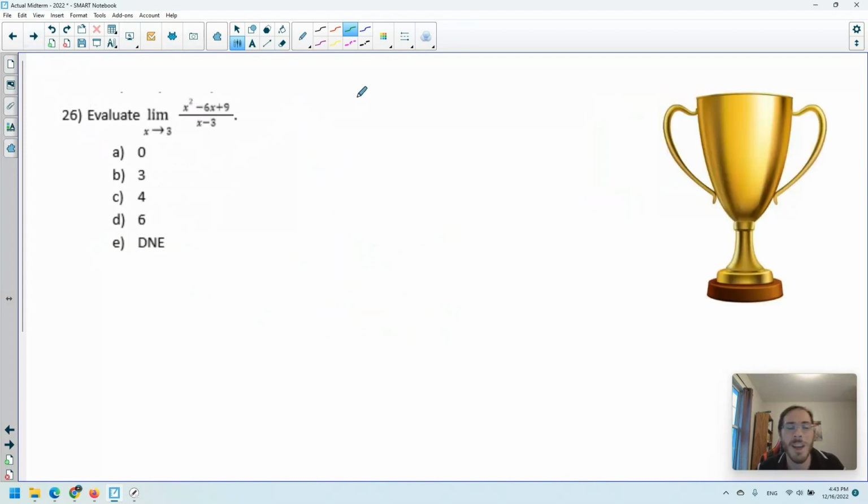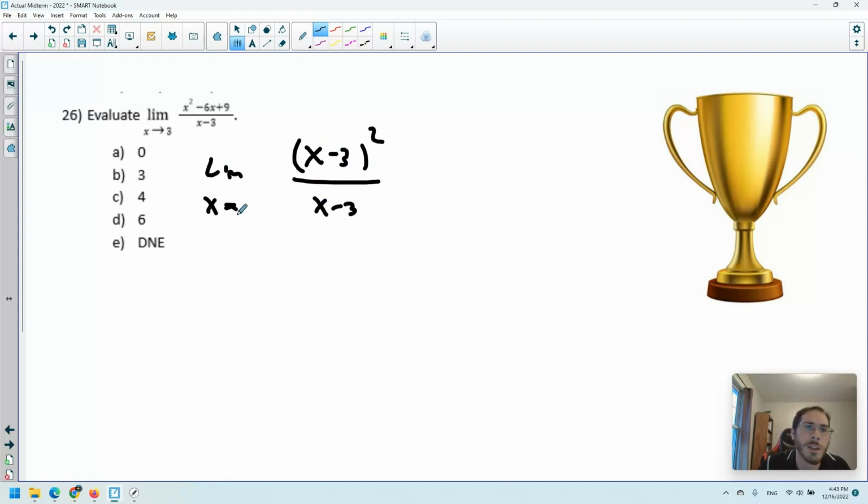So it turns out that 2 of them actually had the same amount in terms of quality for determining which question was good at determining who did super well and who did not do it super well. So with this one, we have to evaluate the limit as x approaches 3. I think this person wanted it to become (x minus 3) squared over x minus 3.